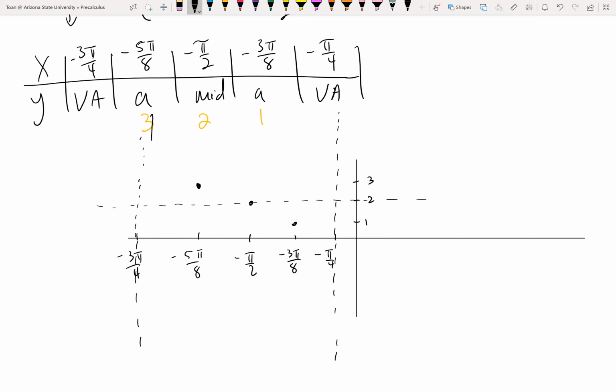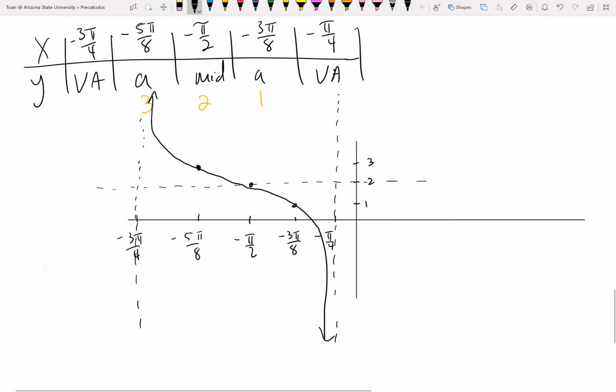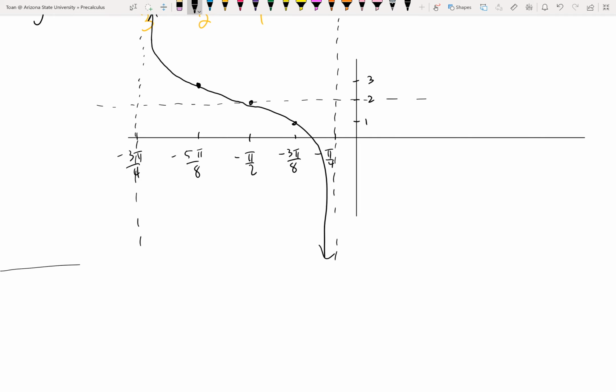And again, it's going to be a very ugly picture because ours is not to scale, but as long as you jot everything down, label everything down, that is acceptable. So that's tangent. How do things change with cotangent?